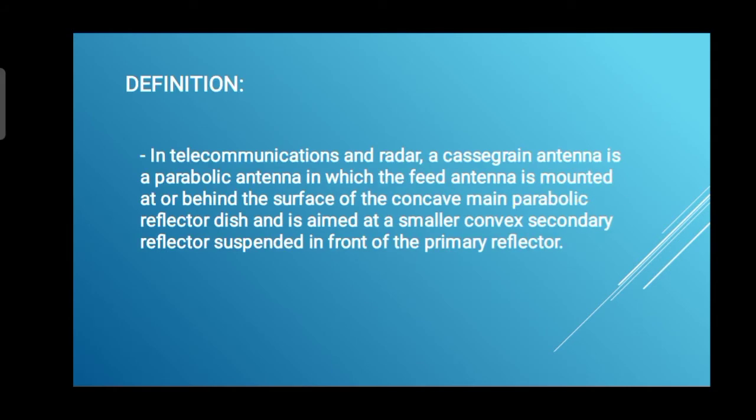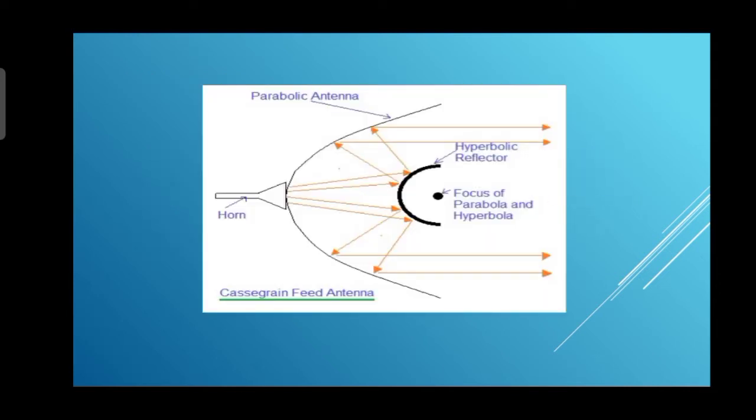So in telecommunications and radar, a Cassegrain antenna is a parabolic antenna in which the feed antenna is mounted at or behind the surface of the concave main parabolic reflector dish and is aimed at a smaller convex secondary reflector suspended in front of the primary reflector. So here is an illustration of a Cassegrain antenna. So the parts are a horn, a parabolic antenna, a hyperbolic reflector, and the focus of the parabola and hyperbola.